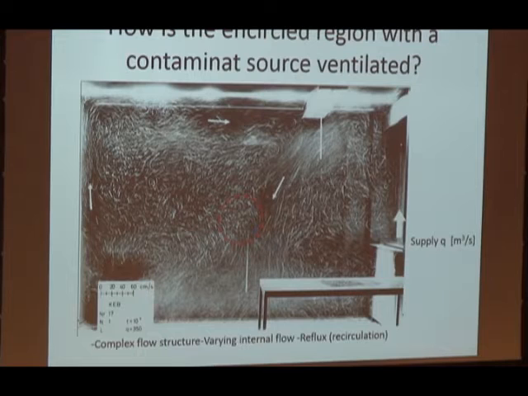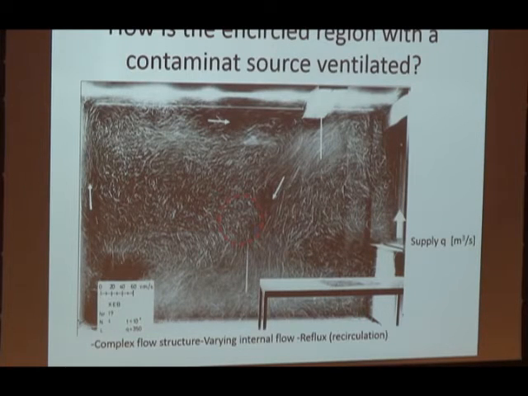So I will try to explain what happens in this encircled region, how ventilation works, how this region is ventilated. That's my purpose of the introduction. And something also about the flow. We have very complex flow structures in here. The flow is also dependent on the boundary conditions, on the temperature on the walls, and there's slight variation the whole time. So it is slightly varying. And typically there's also recirculation, or call it reflux.